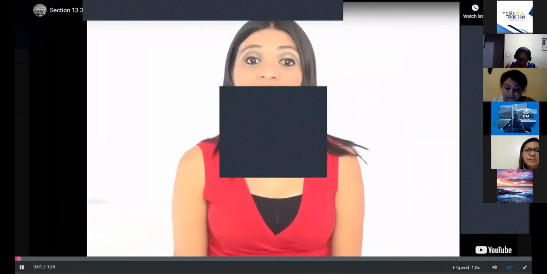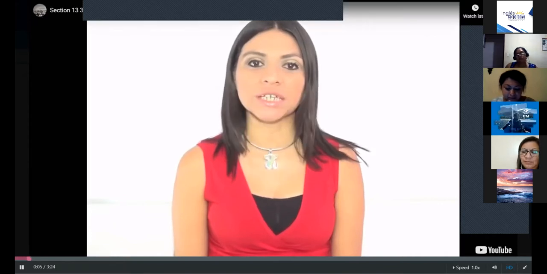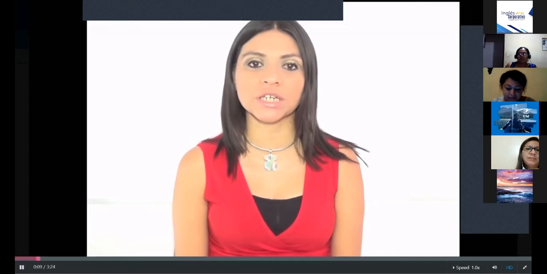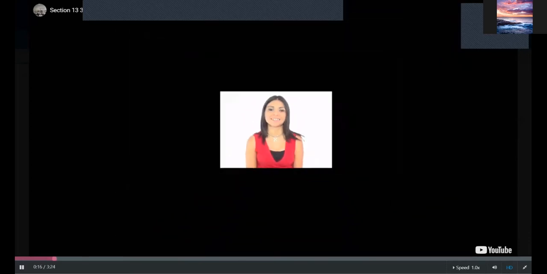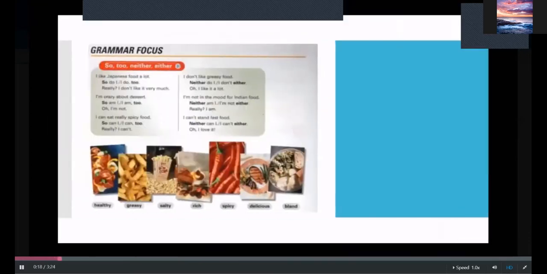Did you copy the agreement words? Very good. Now we'll teach you when to use each. Try to make sense of what you see on the following chart. Don't worry, we'll walk you through the use of so, too, neither, either, and more examples. I like Japanese food a lot. So do I. I do too. Really? I don't like it very much.